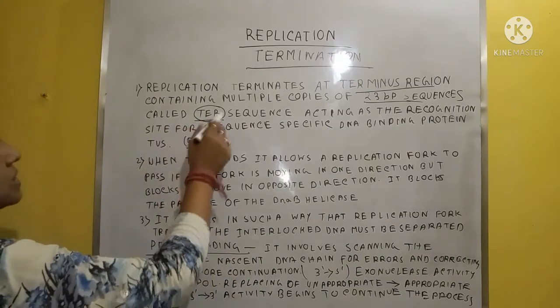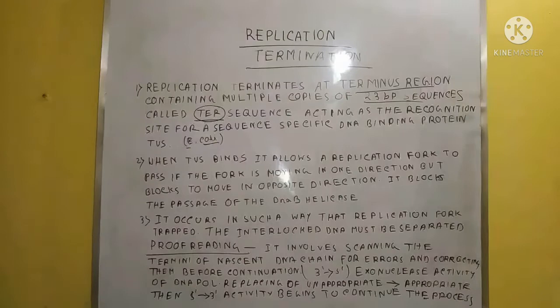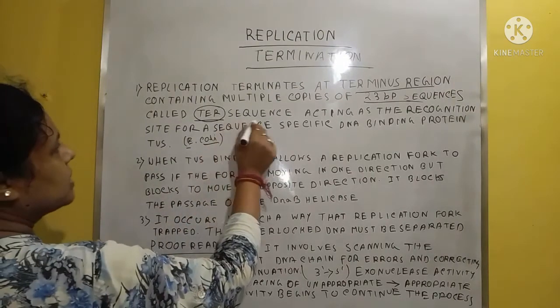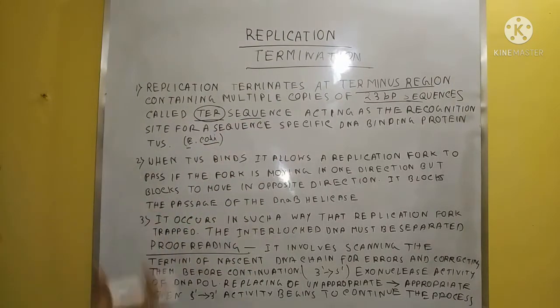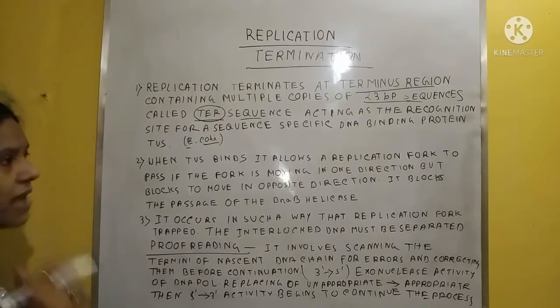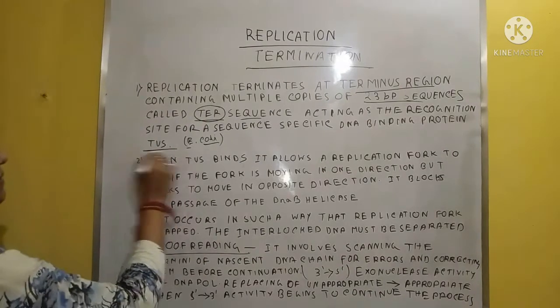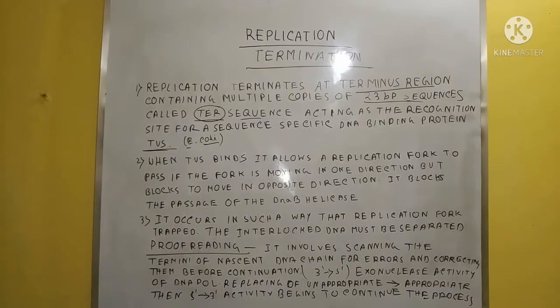So the TAR sequences found in E. coli are very important because this is known as the Terminus Region. Okay, why is it the Terminus Region? I will explain to you that there is an enzyme known as the TAS protein. Okay, the enzyme is known as the TAS protein.